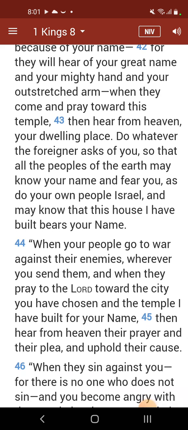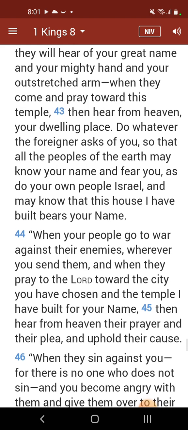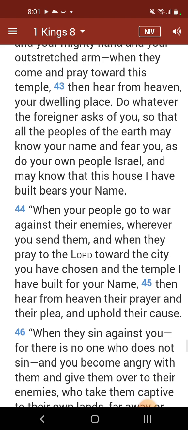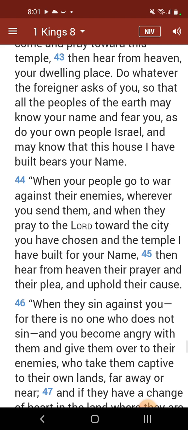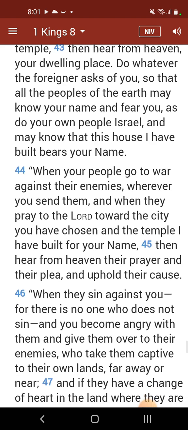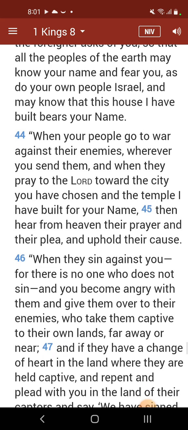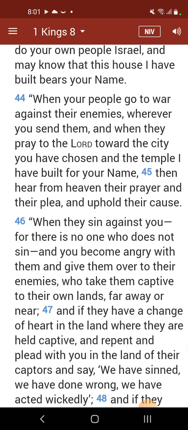When your people go to war against their enemies, wherever you send them, and when they pray to the Lord toward the city you have chosen and the temple I have built for your name, then hear from heaven their prayer and their plea, and uphold their cause.